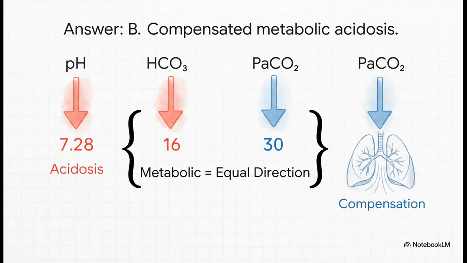And the answer is B, compensated metabolic acidosis. So let's walk through it. The pH is low and the bicarb is low. They're moving in an equal direction, so that tells us it's a metabolic problem. Since the pH is low, it's acidosis. Now we look at the PaCO2, it's also low. That tells us the lungs are working hard, blowing off acid to help out. And that, my friends, is compensation in action.